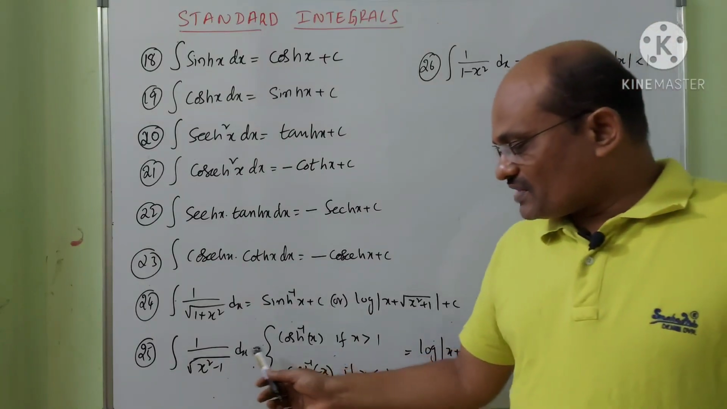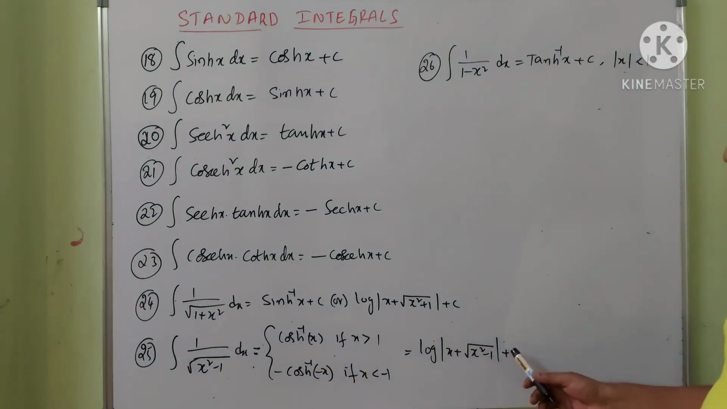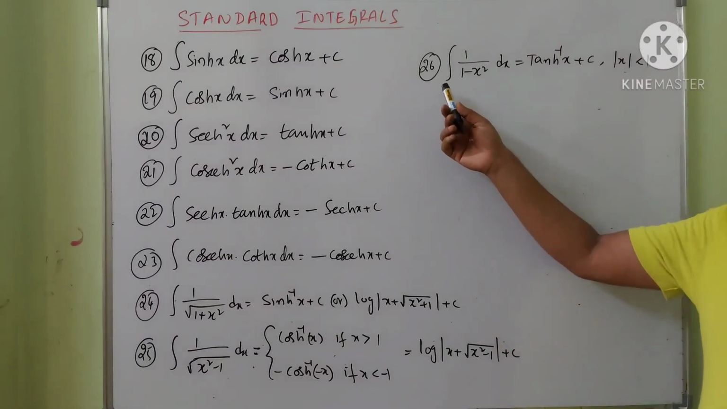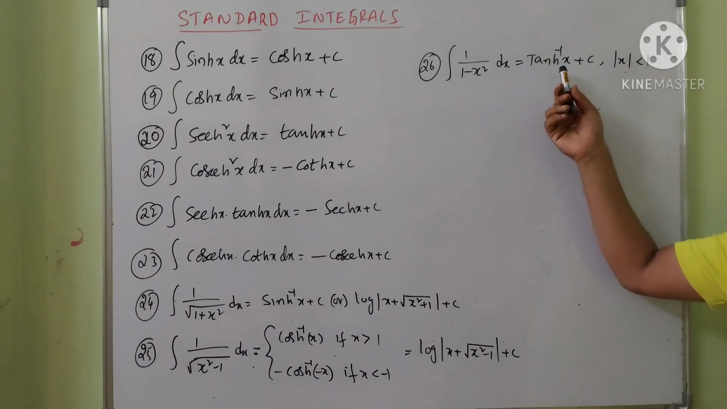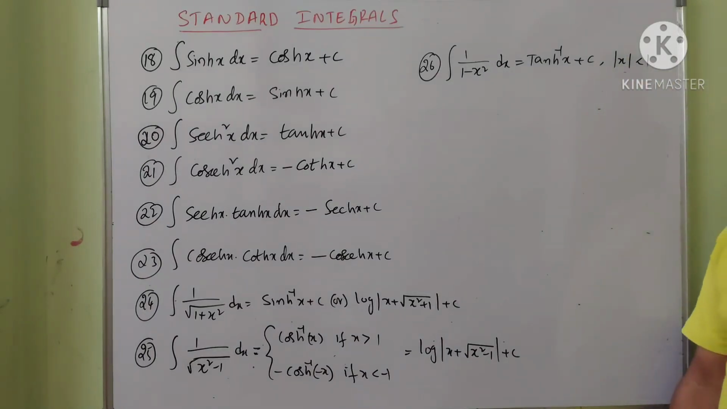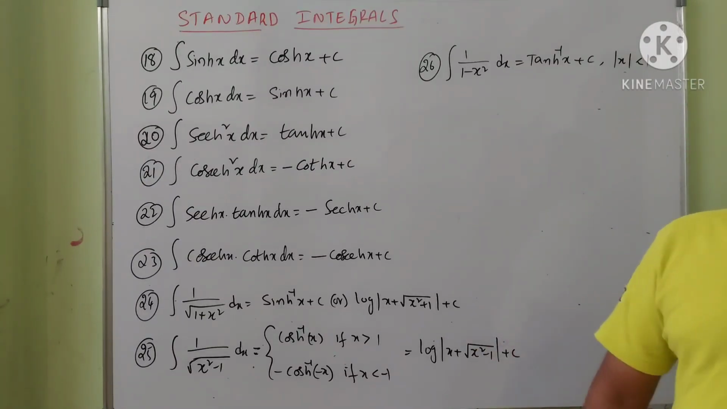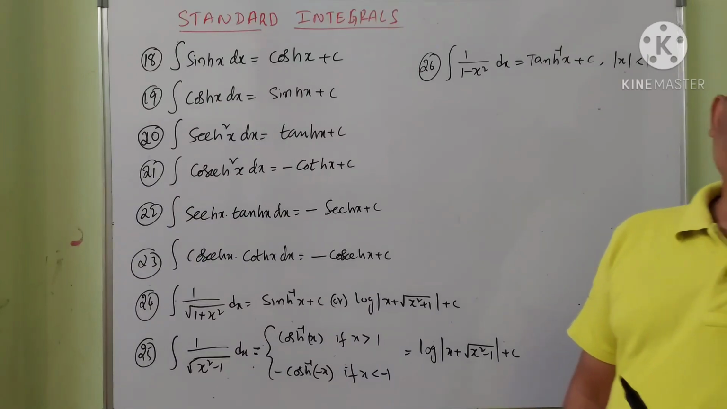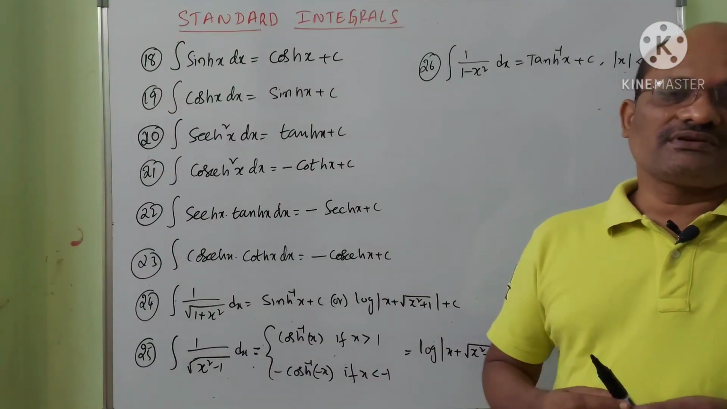Now here, another form of cosh inverse x is log mod x plus root x square minus 1, plus c. Now the next formula: the integral of 1 by 1 minus x square dx is nothing but tanh inverse x plus c. Here mod x should be less than 1. These are all formulas known as standard integrals. With the help of these formulas we will do problems.